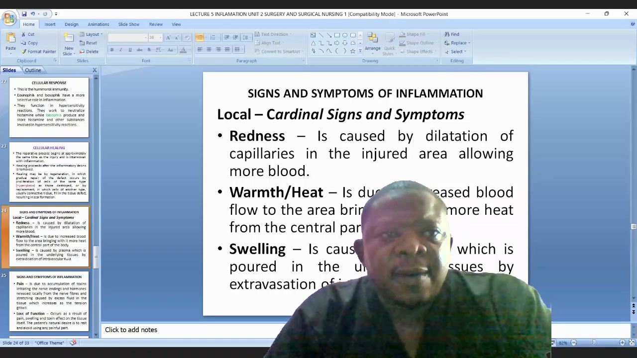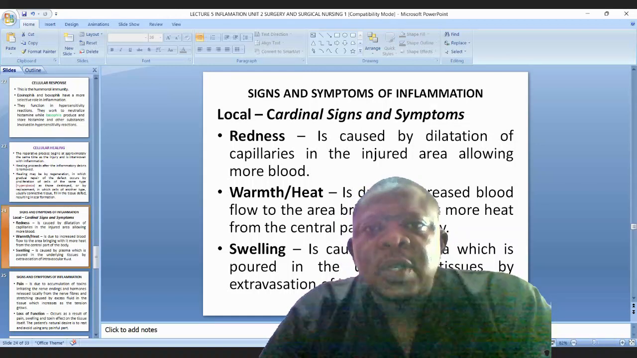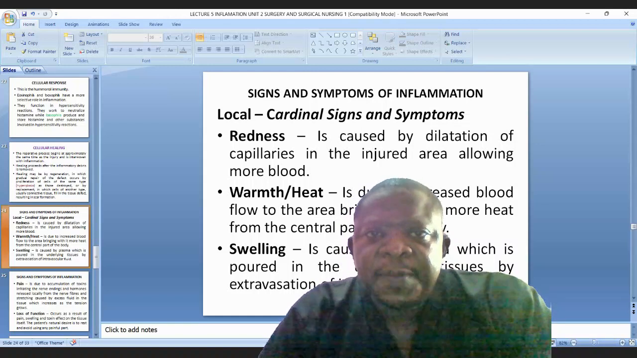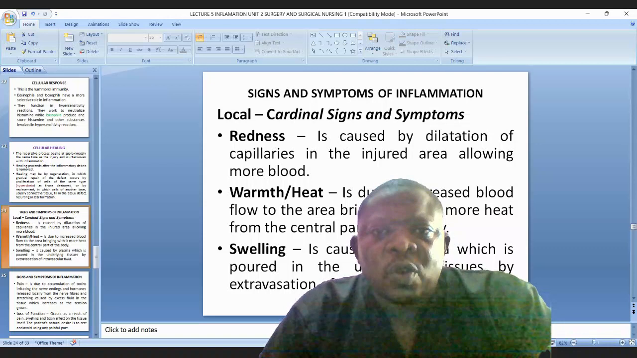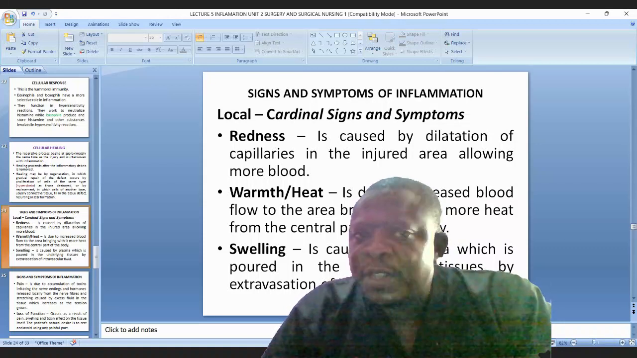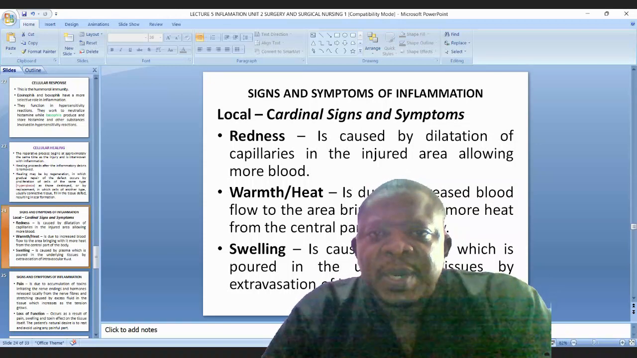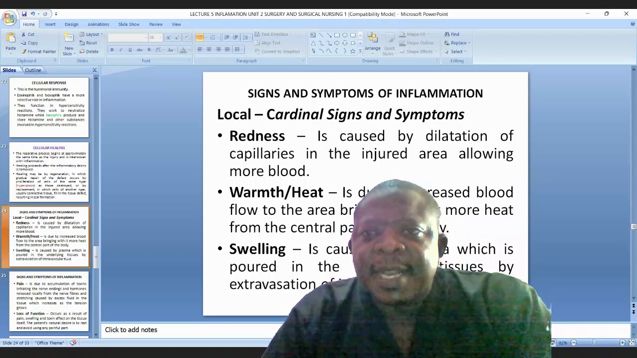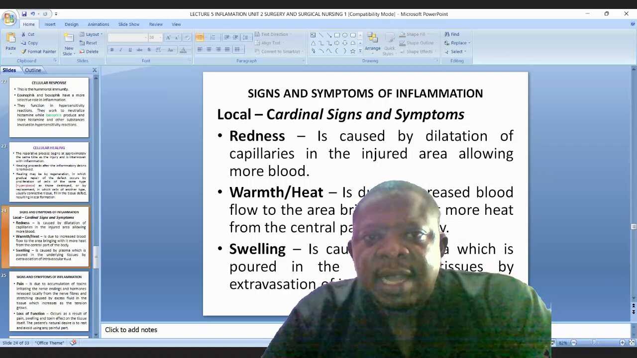So when there's more blood in the area, you start seeing redness. Then there's warmth and heat, which is due to increased blood flow to the area, bringing with it more heat from the central part of the body. Then there's swelling. It is caused by plasma, which is poured into the underlying tissue by extravasation of intravascular fluid.